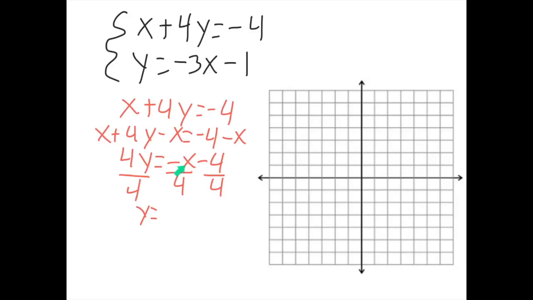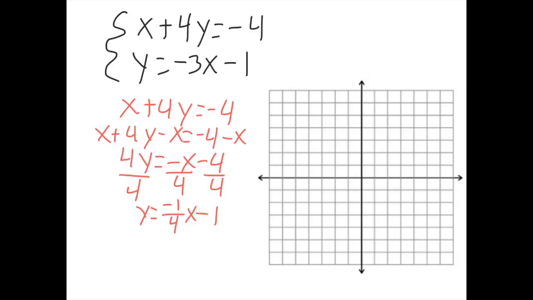So what number do we say is in front of x when there's nothing there? 1. Since it's negative, negative 1. So this will become negative 1/4 x, and then minus 4 divided by 4 is 1. So y equals negative 1/4 x minus 1. So now we have that in slope-intercept form.